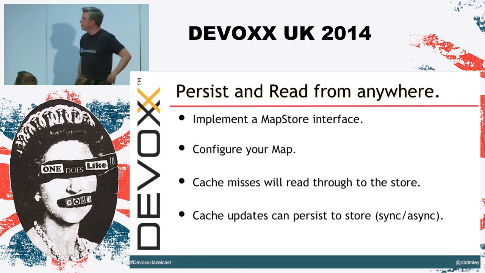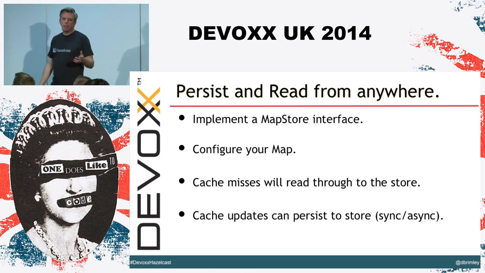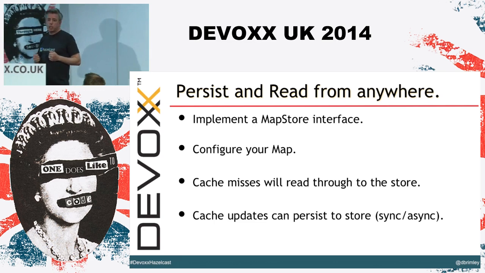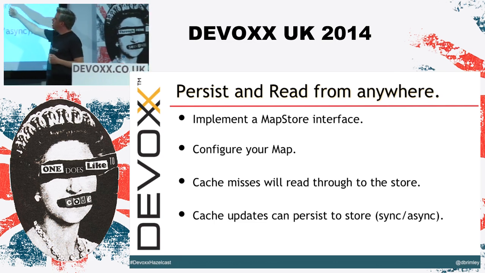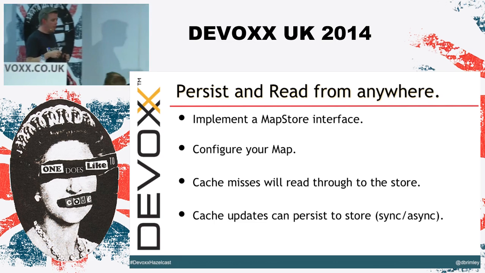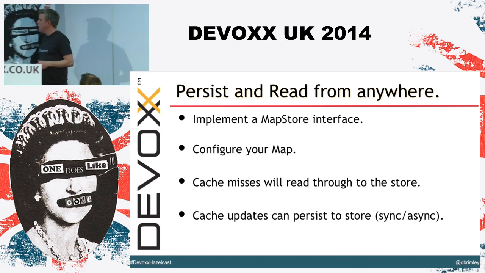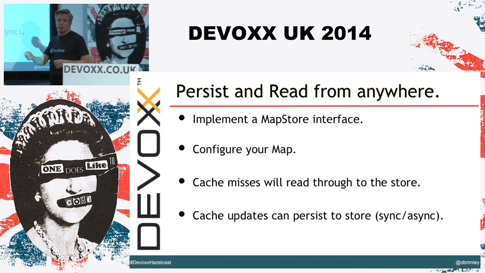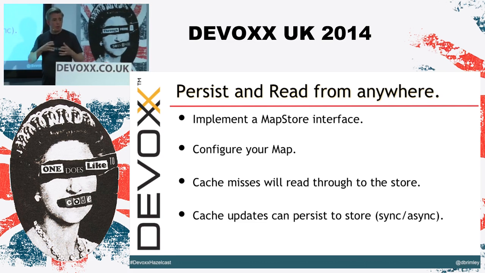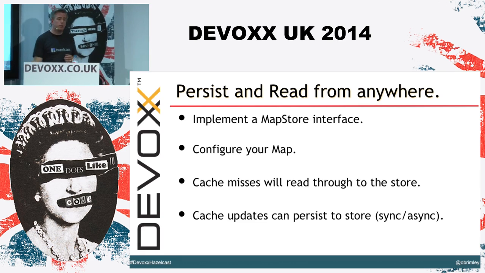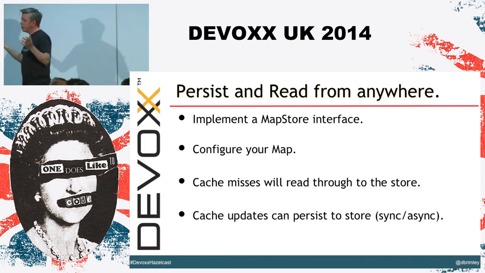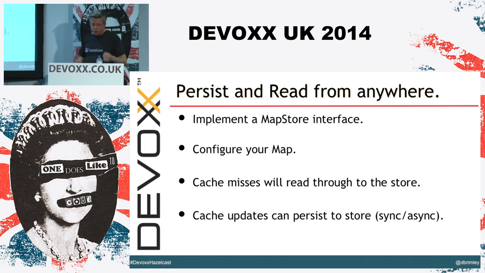As we said as well, you want to be able to have your in-memory data grid persist and read from anywhere as well. And that's a fairly easy task to achieve. You would implement something that we call a map store interface. You just configure your map to use that map store interface. And then Hazelcast, whenever you do a read into the map or an update to the map, it will interact with that map store interface that you've written. So there's a bit of coding for you to do. With that interface, you can connect to pretty much anything.